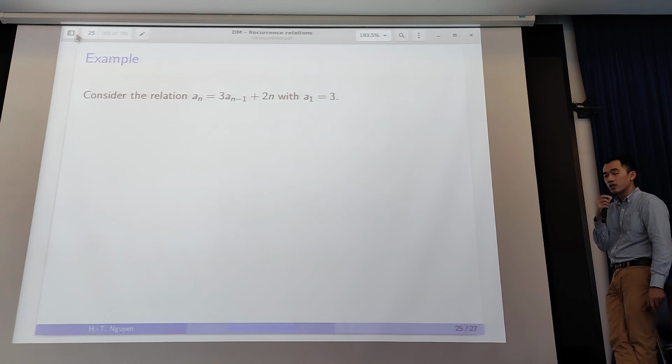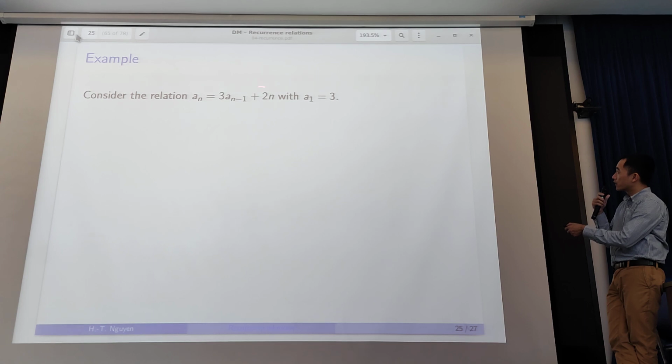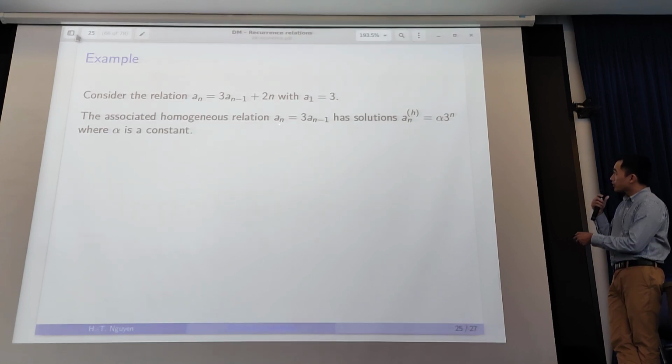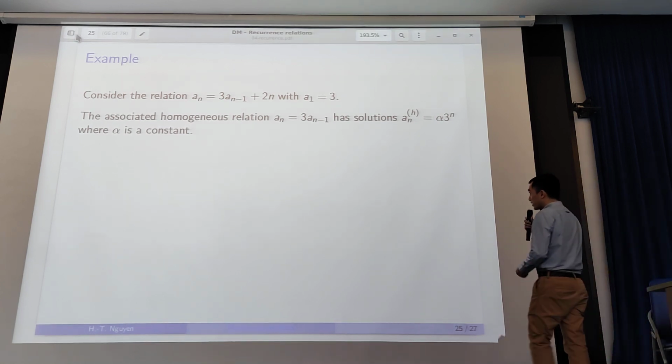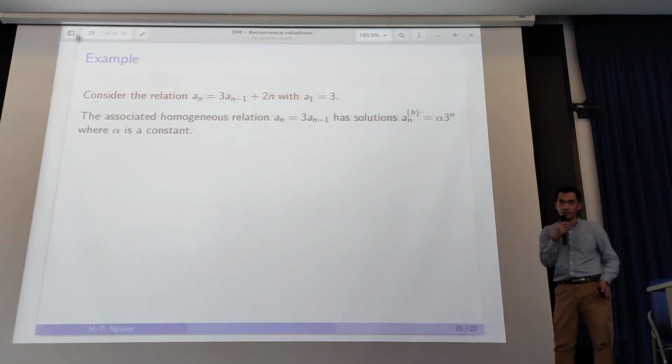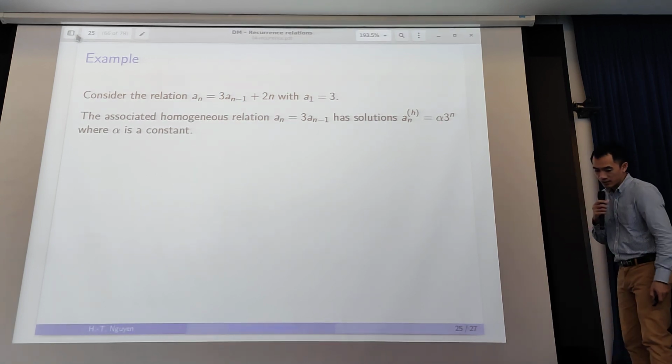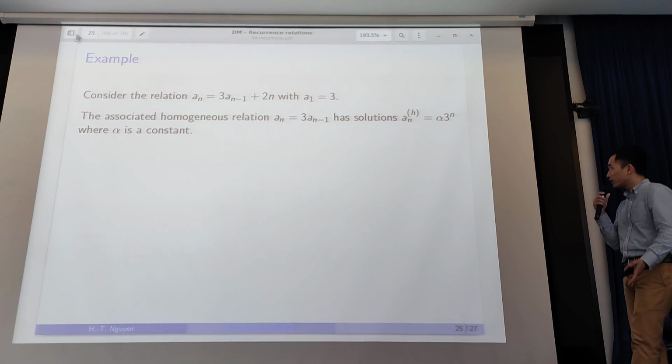You know that it is a geometric sequence. But now we have a trailing term here, a non-homogeneous term. Okay? So this homogeneous relation is easy. If you use induction, then you know that the general solution is alpha times 3 to the power n. Okay? Where alpha can be any constant. So here we leave the general coefficient alpha. We haven't determined alpha yet.